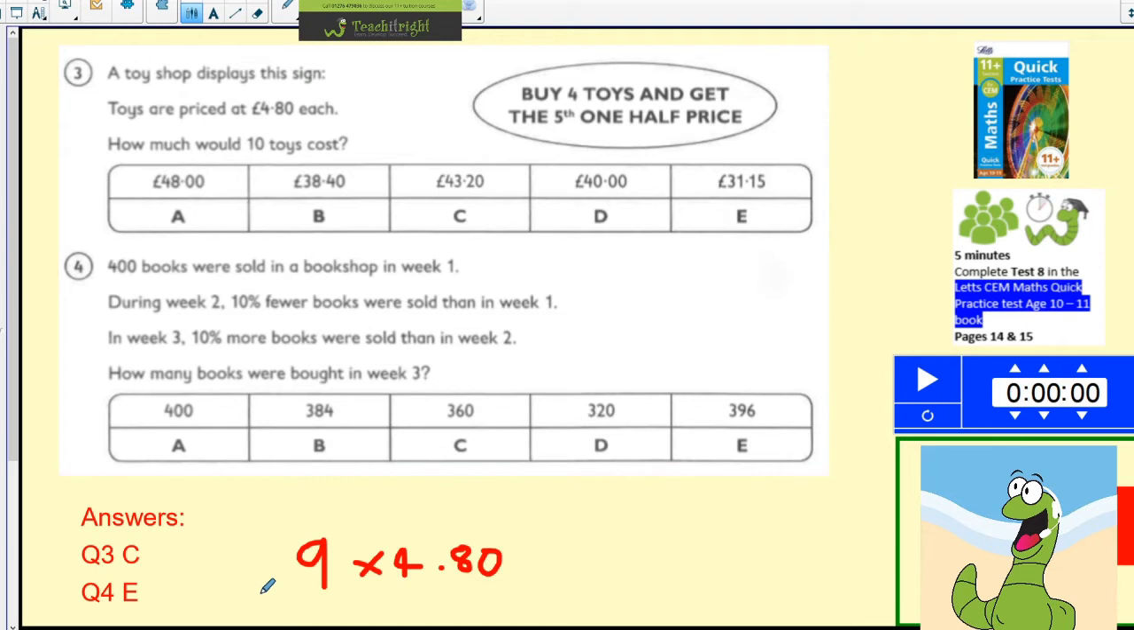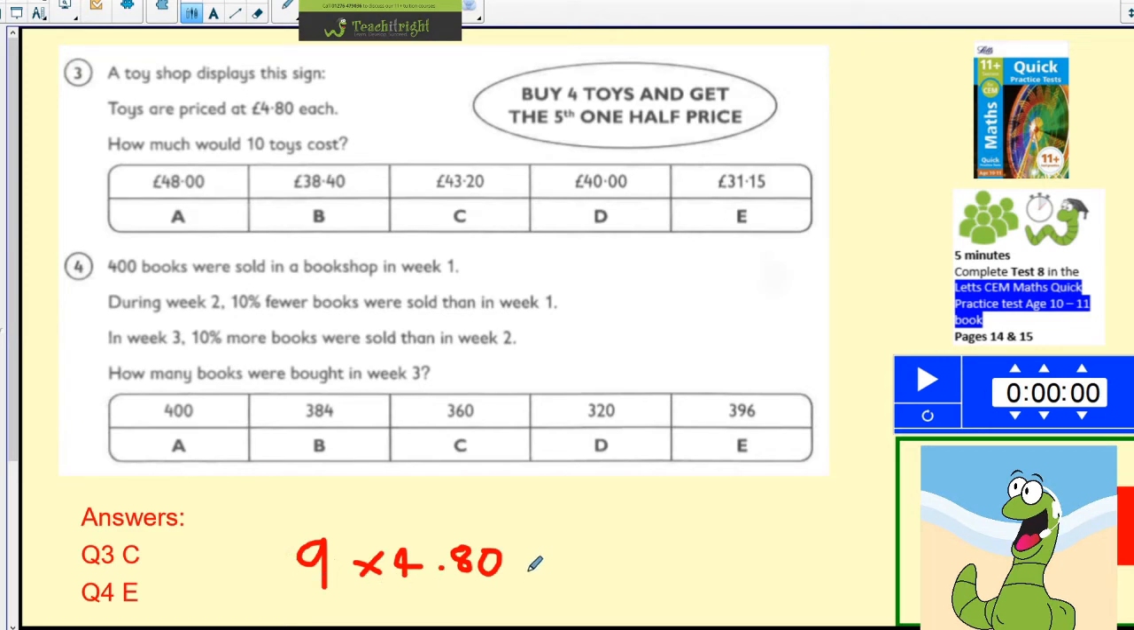So instead of buying 10 at full price, because for every 5th one, and to get to 10, that means we're going to have 2 of these 5th ones, it means we're going to get 2 of them at half price. Well, that's the same as just not paying for one of them. So we can now work out this sum.